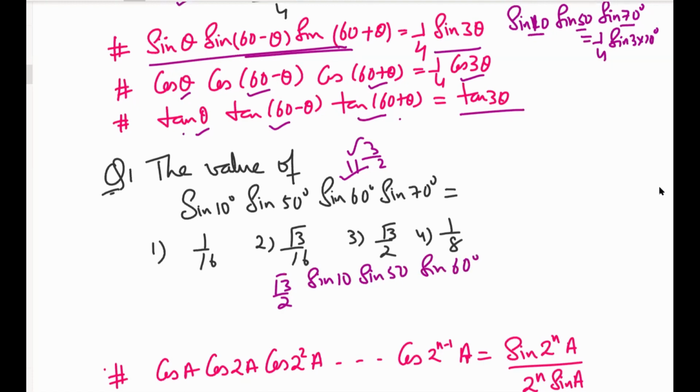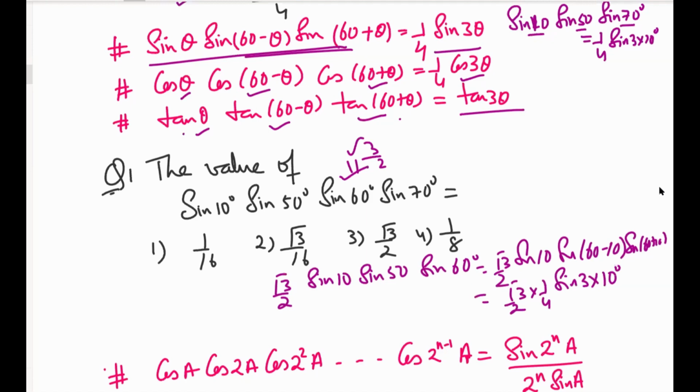And these angles are following the relation of sin theta, sin 60 minus theta and sin 60 plus theta. So that is 1 by 4 sin of 3 into theta, where theta is 10. So root 3 by 2 into 1 by 4 into sin 30 degree, that is 1 by 2. And my answer comes out to be root 3 by 16. So this is how we use this formula.